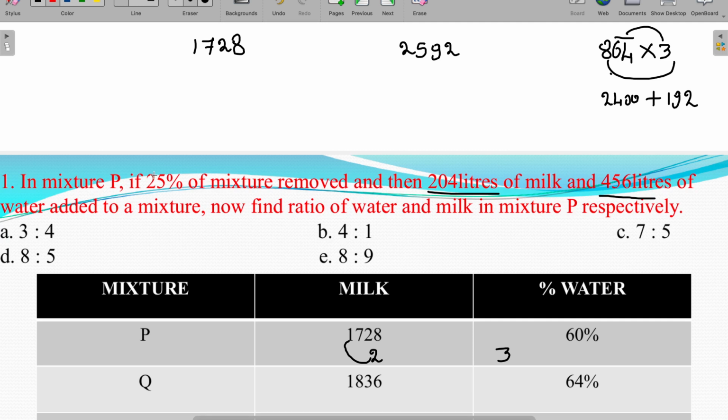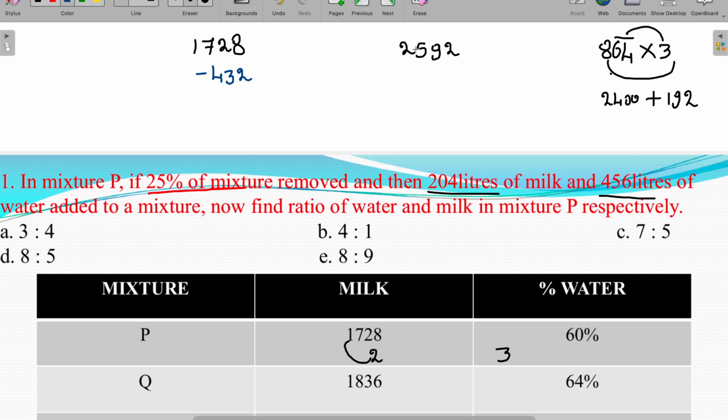Now what they are saying: 25% of the mixture removed. See, the concept is very simple. 25% of the mixture removed is the same as 25% of water removed and 25% of milk removed. Both are the same. In the mixture, if I remove 25%, in that the water is also 25% and the milk is also 25%, so I will remove 25% directly here. So 25% means 2 times half. One time half is 864. One more time half is 432. If I remove that 432, I will remove 432 milk.